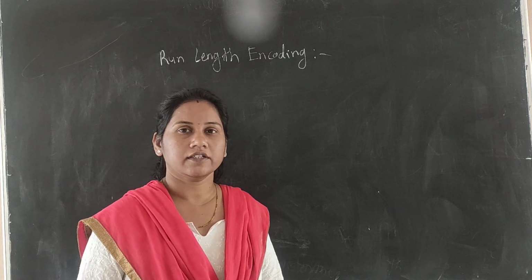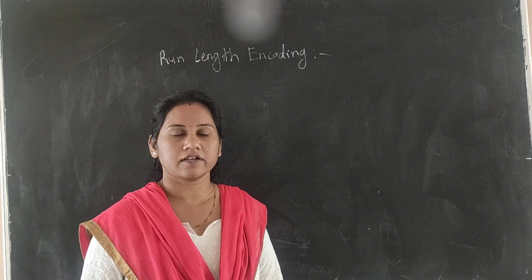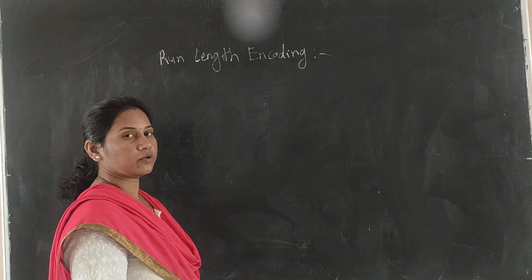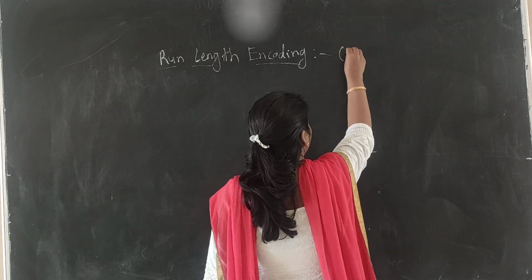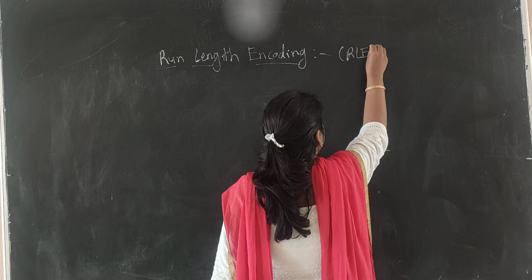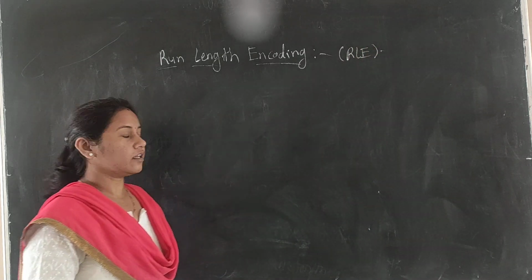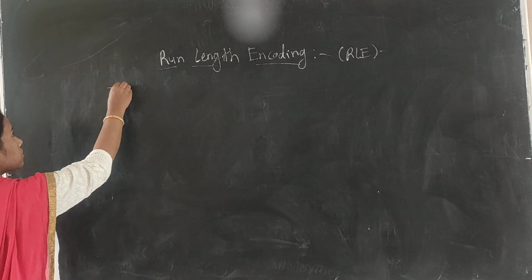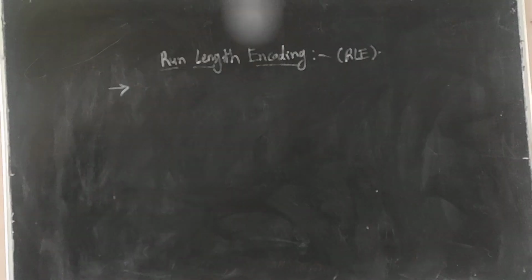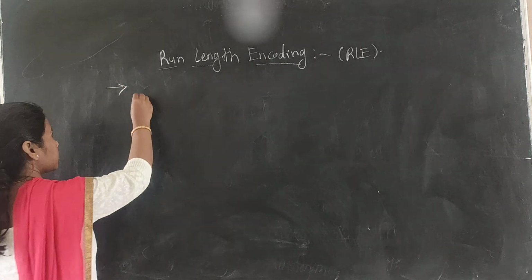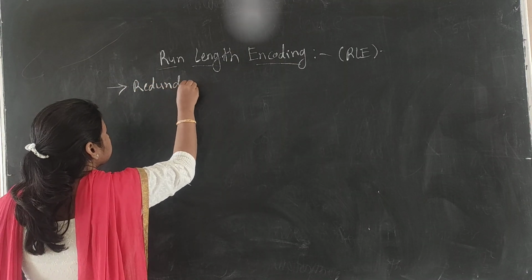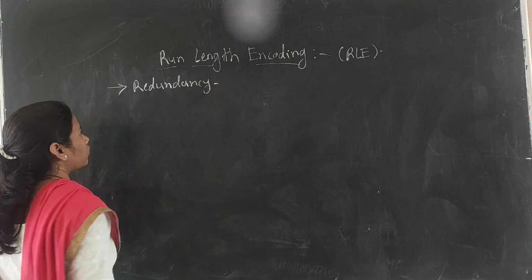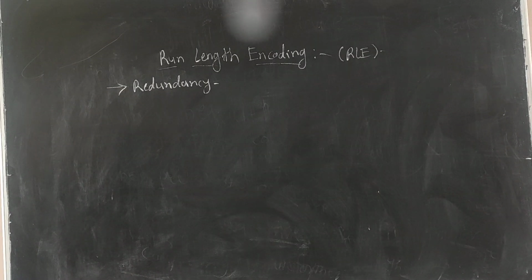In particular, we will see the next topic from information theory and source coding, that is run length coding. Run length coding is also called the RLE method or the RLE technique. This is the method which is used to find out the redundancy in the given message, the redundancy in the given symbols.